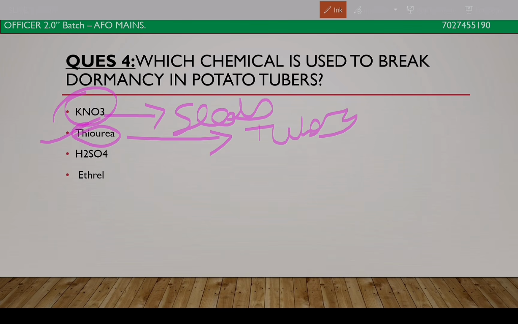It is mostly applied with H2SO4, which is used for scarification of seed. Scarification of seed is for seeds in which the coats are hard. Hard-coated seeds generally don't germinate easily. So we use this H2SO4, and as you all know, we also use a ripening material.